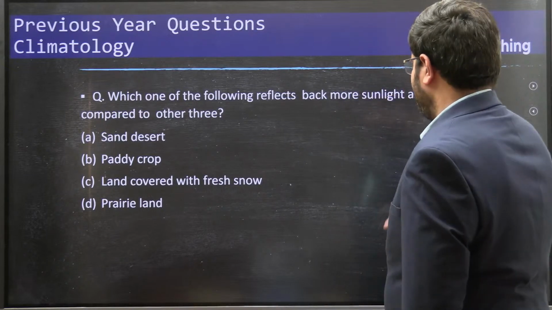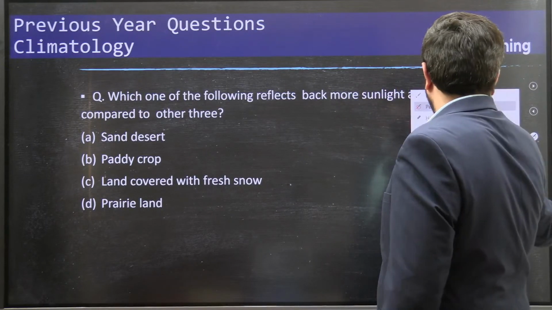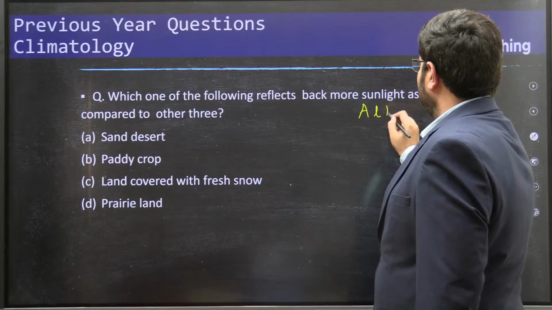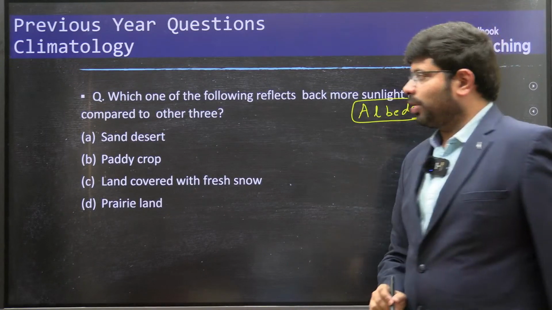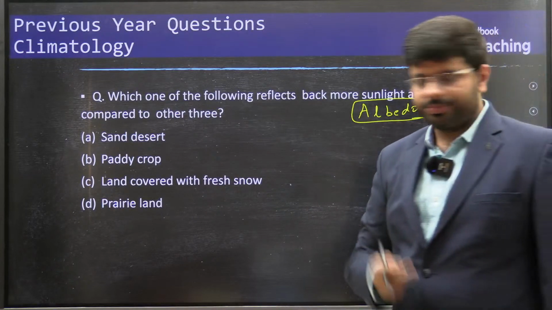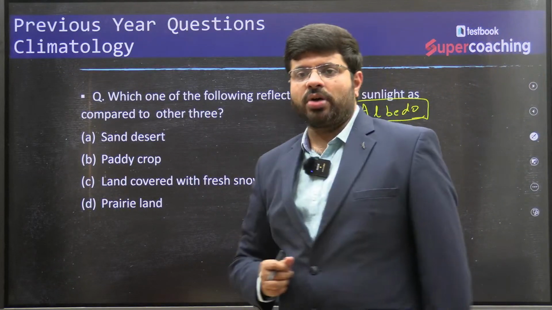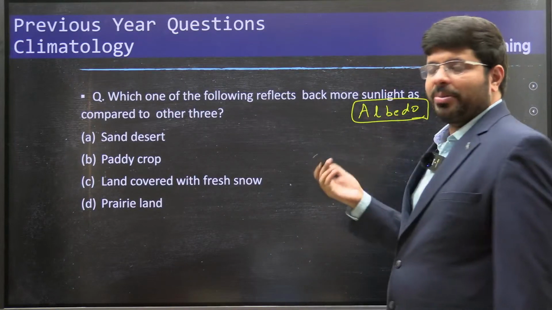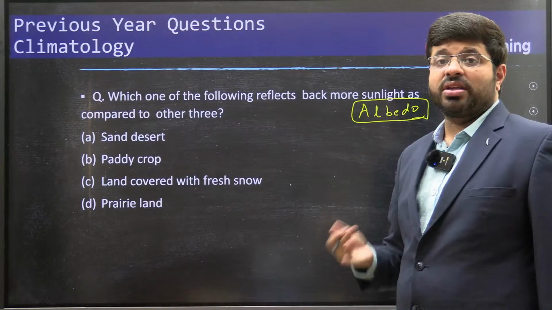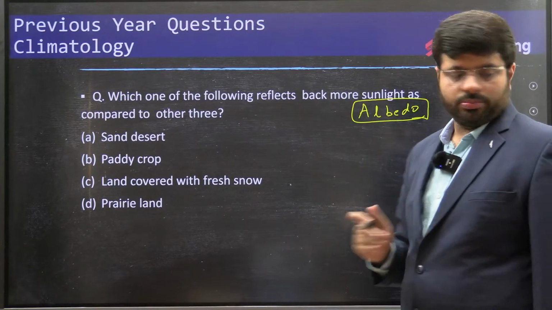Right. So if you see, this is the topic about what? Albedo. It's talking about albedo. So albedo means what? What is albedo? The amount of energy reflected back by the Earth-atmosphere system in the original shortwave form.